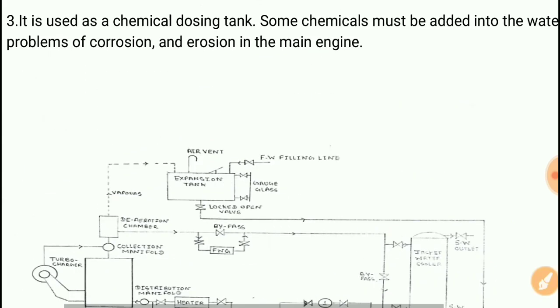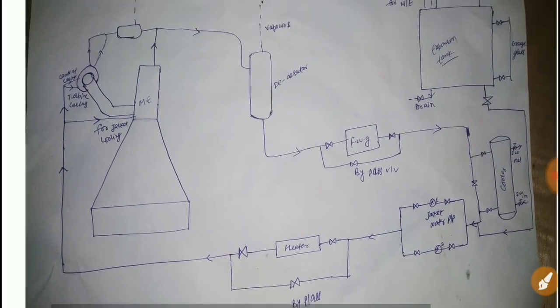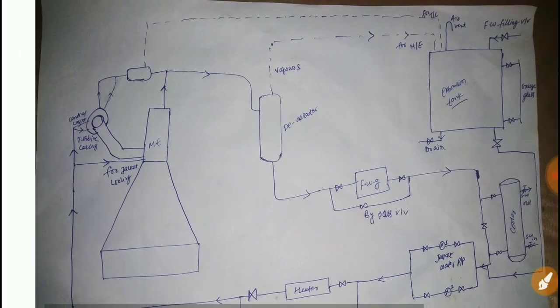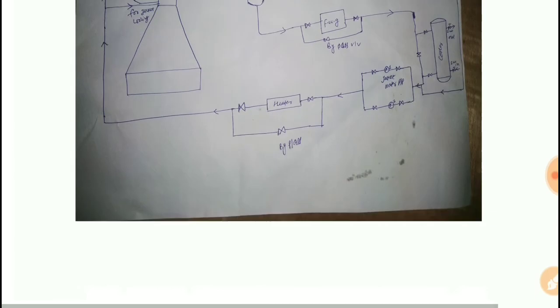But in an old ship you will see it like this. Here two branches, one for cooling of the turbine side and one for the center casing. This is all about the expansion tank.